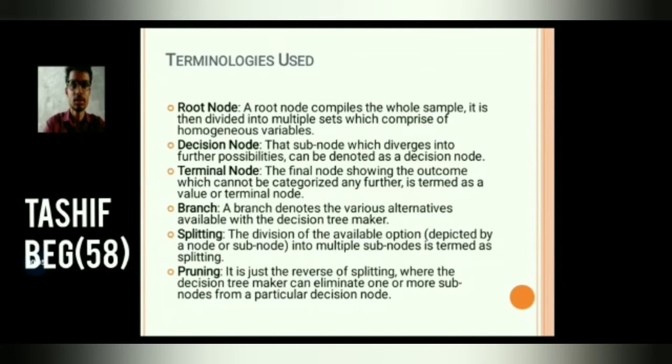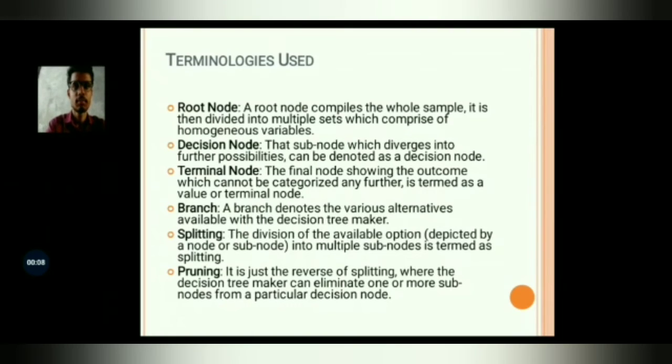Terminologies used. Root node. A root node compiles the whole sample. It is then divided into multiple sets which comprise homogeneous variables. Second is the decision node. A subnode which diverges into further possibilities can be denoted as a decision node. Third is the terminal node. The final node showing the outcome, which cannot be categorized any further, is termed as a value or terminal node. Fourth one is branch. A branch denotes the various alternatives available to the decision tree maker.